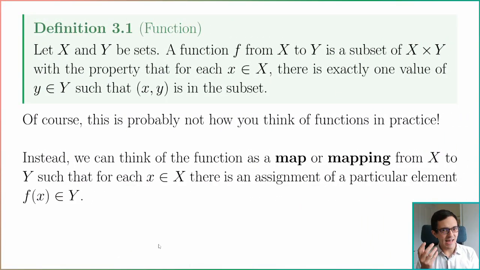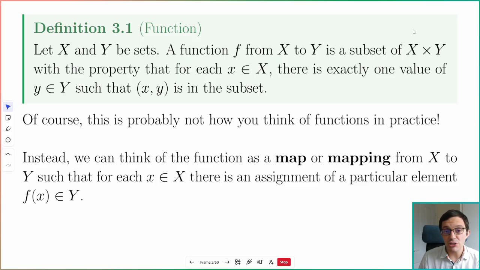Say you've got sets x and y, then a function from x to y is a subset of the Cartesian product between x and y. So pairs of values in the Cartesian product, remember, that's pairs of values, thing from x, comma, thing from y, wrapped in round brackets. But there's a property, it's not just any subset of the Cartesian product. The property is that for each x in the set x, there's exactly one value of y such that the pair x comma y is in the subset. And this is exactly one in my definition, so one and only one.